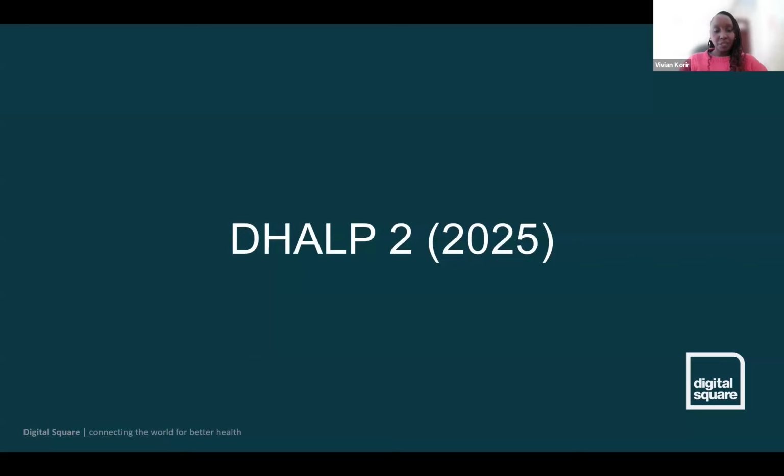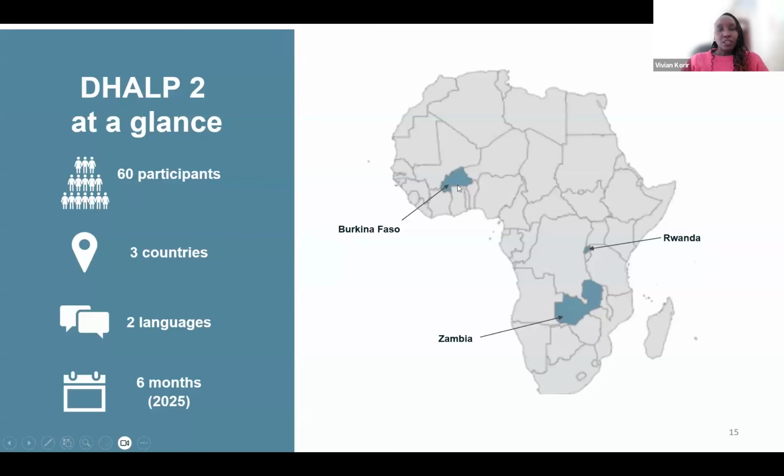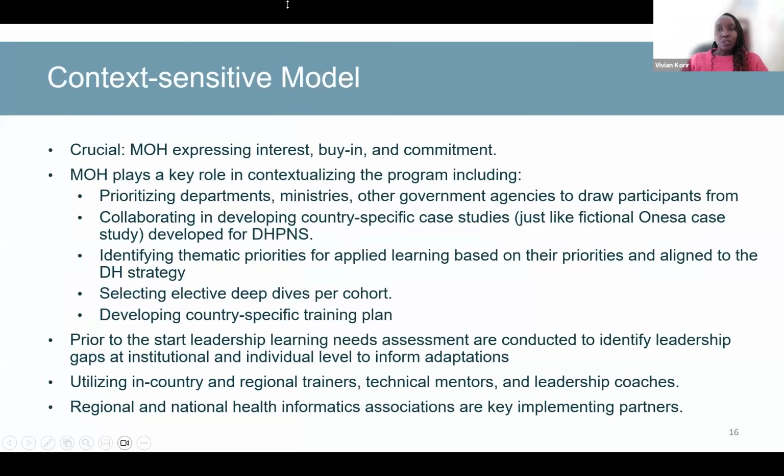Currently, as mentioned, we're implementing the second iteration. So we're implementing in 3 countries, Burkina Faso, Zambia, and Rwanda. And the program, as you've seen, is now 6 months, and we're implementing in 2 languages. So this is just to mention the context-sensitive model of the program. First and foremost, it's very crucial that the Ministry of Health expresses interest in the program, and there is buy-in, and also they commit to participate in the program and release participants or the leaders to participate in the program.